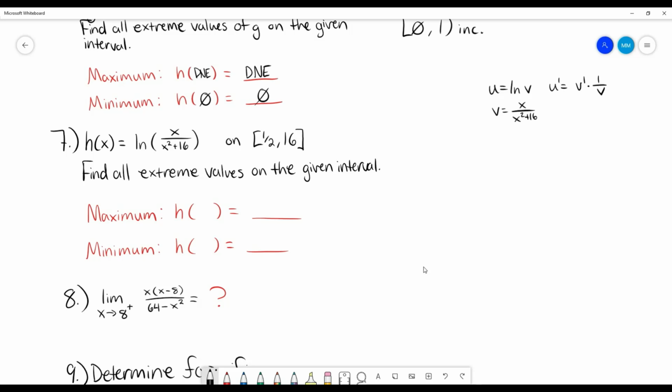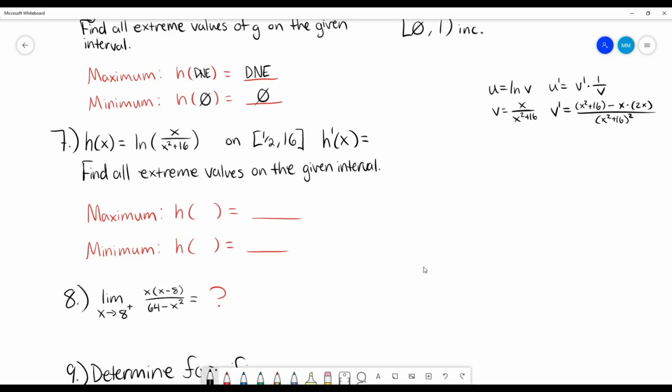this, just because of how I take the derivative of natural log. And now the derivative of this is going to be a little bit of quotient rule, right? So our low d high minus high d low over low low. That's going to be x squared plus 16 times the derivative of x, which is just 1, minus x times the derivative of the low term, which is just 2x, all over x squared plus 16 squared.